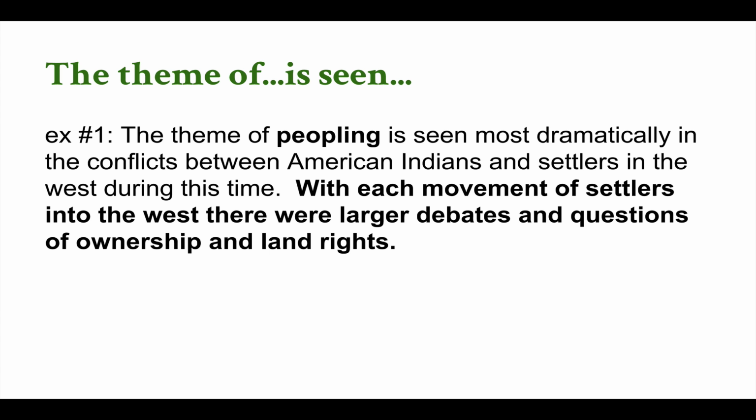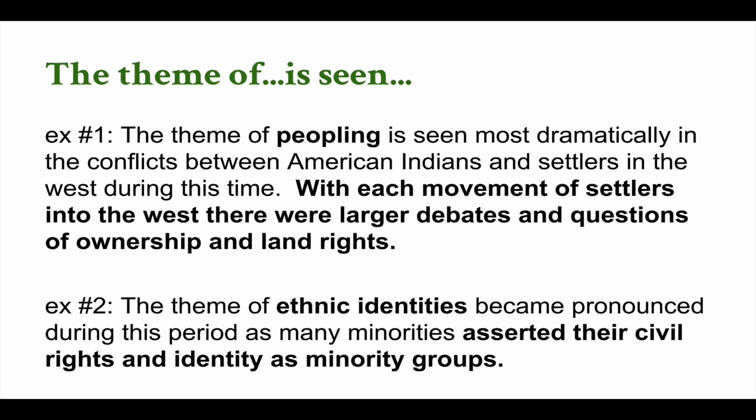migration or peopling. Another example is the theme of ethnic identities became pronounced during this period as many minorities asserted their civil rights and identity as minority groups. The key thing here is this again, this is one sentence, but it's not really enough. It's just a start to a really good contextualization. You identify the theme, which is ethnic identities, and then you say why it is. So the theme of ethnic identities became pronounced during this time period as many, that's not enough. You have to go as many minorities asserted their civil rights and identity as minority groups.